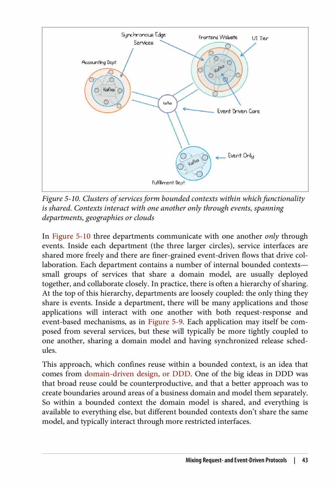In practice, there is often a hierarchy of sharing. At the top of this hierarchy, departments are loosely coupled, the only thing they share is events. Inside a department, there will be many applications and those applications will interact with one another with both request-response and event-based mechanisms, as in Figure 5.9. Each application may itself be composed from several services, but these will typically be more tightly coupled to one another, sharing a domain model and having synchronized release schedules.